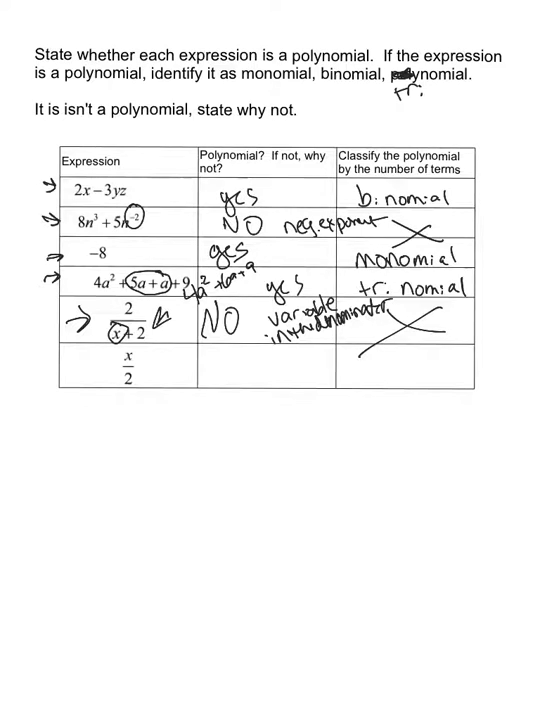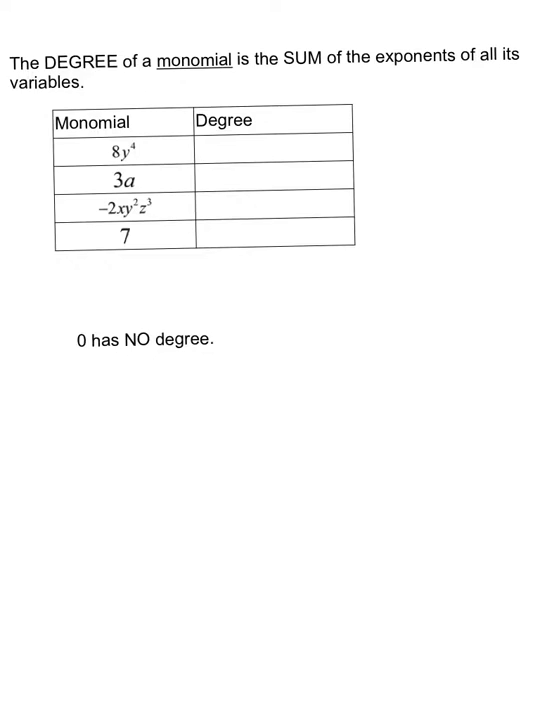All right, next one. x over 2. Yes, it is a polynomial. We can rewrite it as 1/2 times x, or 1/2 x. Those are all the same thing. So that makes it what? A monomial. A monomial is a product of a number and a variable. All right. Why is that? So far, it's pretty much just memorization, right?